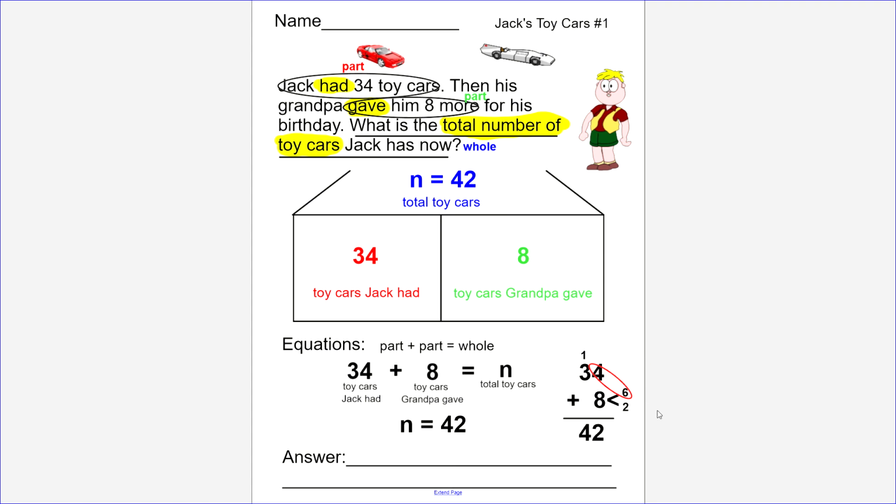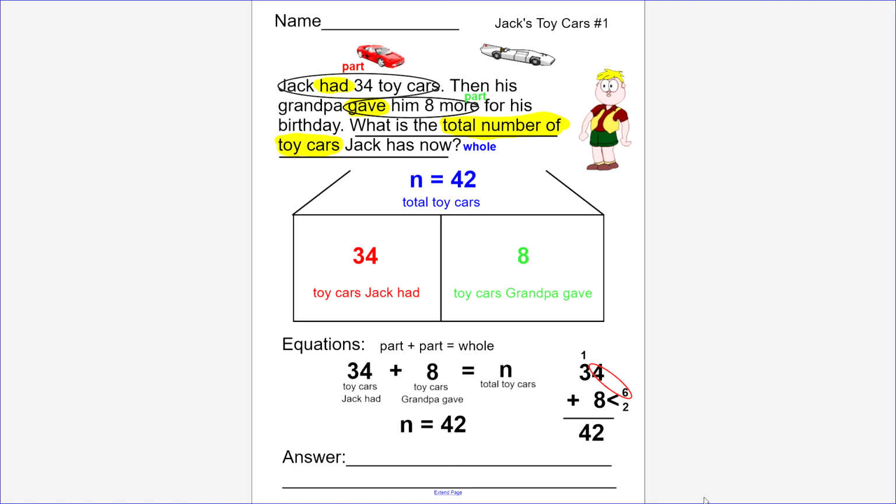The last thing I need to do to answer this problem is to actually write the answer in words. Just like how when you write an answer to a reading question, you restate the question and write in a complete sentence, we're going to restate the question and write in a complete sentence here. Our question is asking, what is the total number of toy cars Jack has now? Sometimes third graders just want to write the number answer, 42, but that would be incorrect because you didn't tell what this 42 means. The question is asking, what is the total number of toy cars Jack has now?